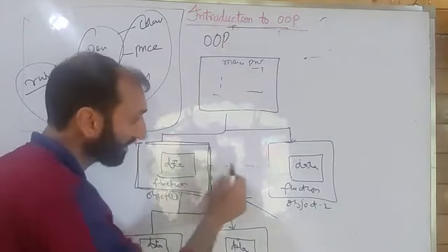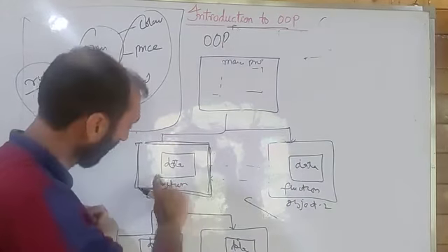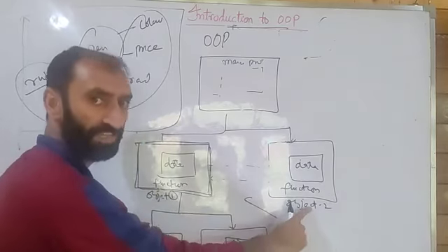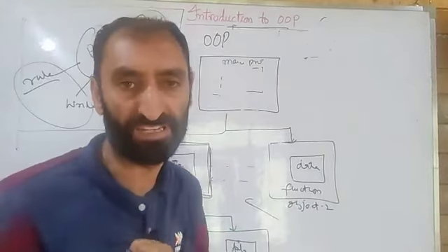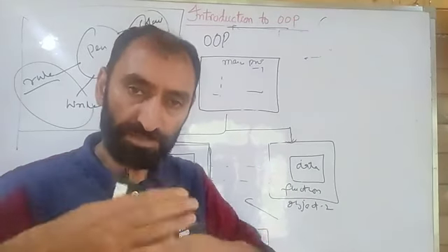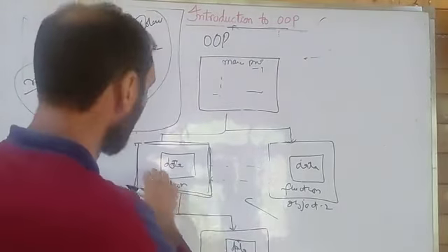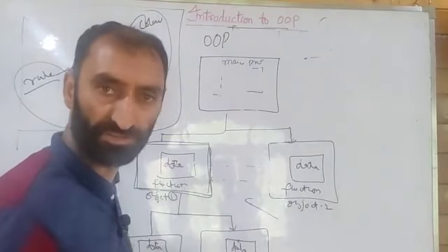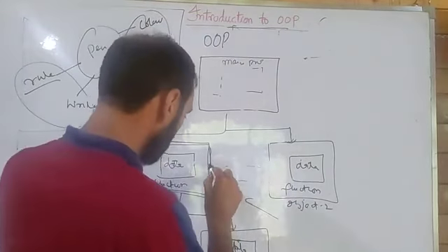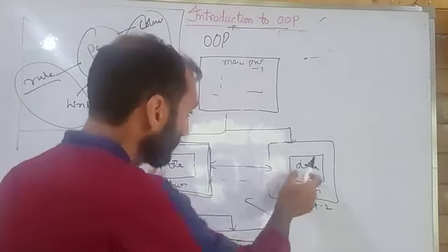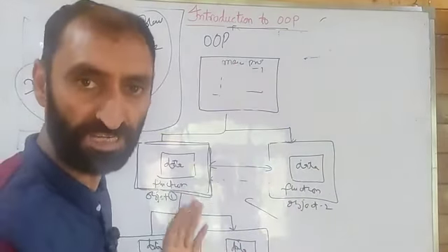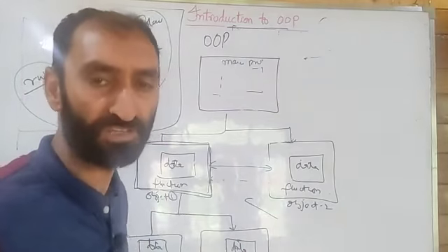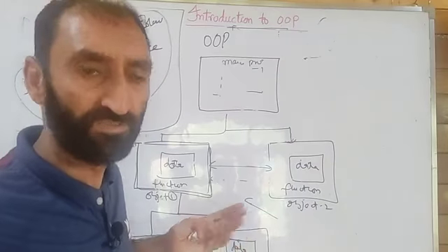Here objects can also communicate with each other. Yes, object 1 can communicate with object 2, but by using the message passing mechanism. The message passing mechanism is used to communicate between objects in object oriented programming methodology, which we will discuss in the next videos.